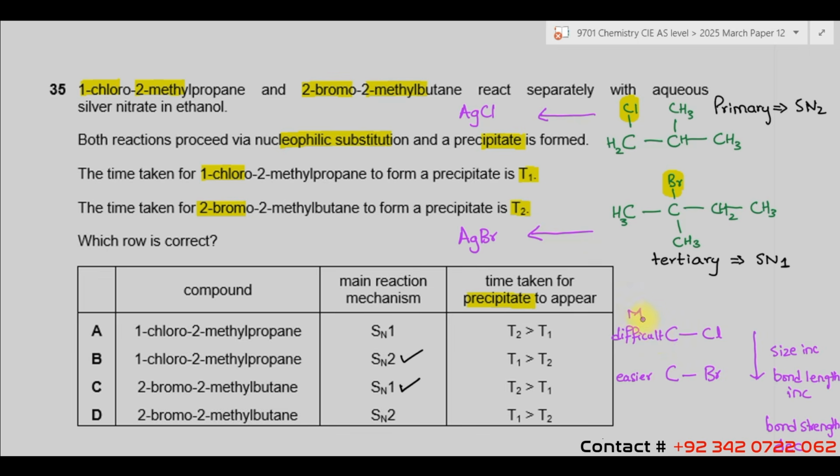So it will take more time and this one will take less time. Let's see which one is which. So we have 1-chloro, which is T1. So for chlorine we have T1. And for bromine we have T2. So more time for T1 and less time for T2. So T1 should be greater than T2. This is only true for this case, so correct answer is B.